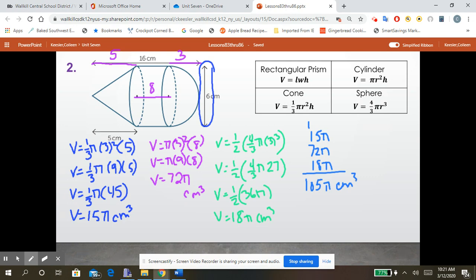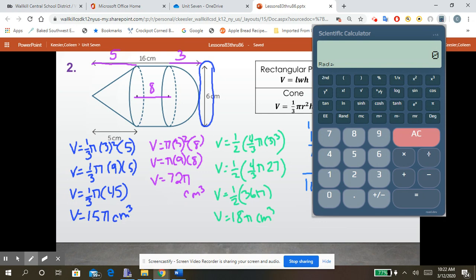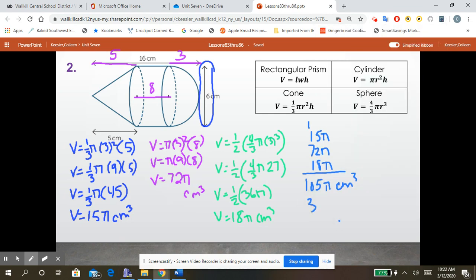And we could then multiply 105 times pi and get 329.86. So if I wanted to round that to the nearest whole unit, we could say approximately 330 centimeters cubed. Always pay attention to your rounding in the directions of any word problem, especially on a test.